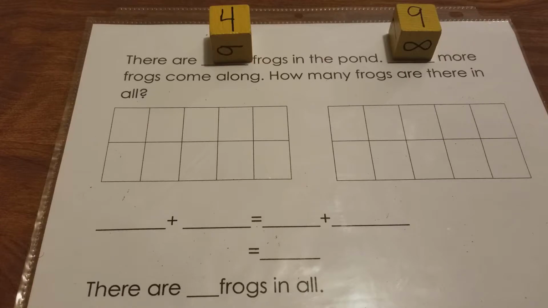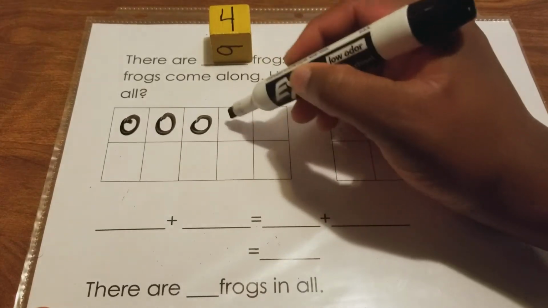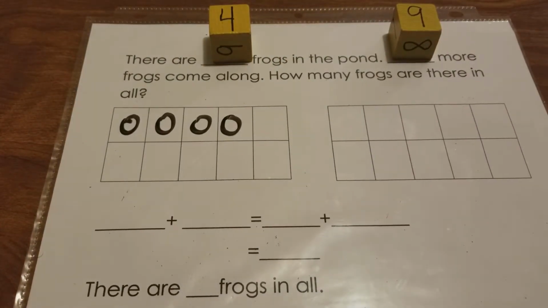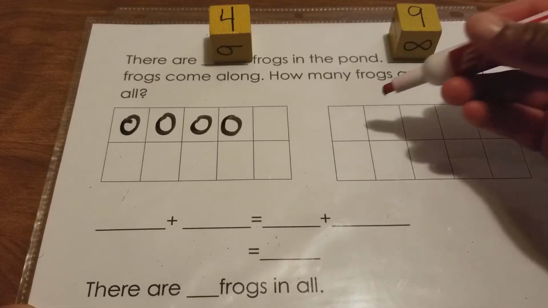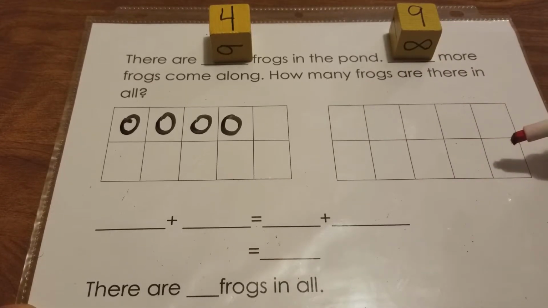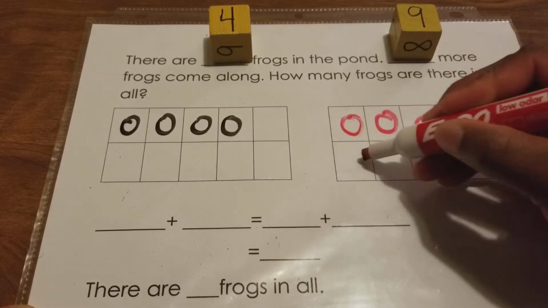So let's see here. We're just going to use the same story, same numbers for this demonstration. So of course there are 4 frogs in the pond. 9 more frogs come along. How many frogs are there in all? So again, I'm going to show a picture for both. So there's my 4, and then I'm going to put my 9. Students should know how to put 9 without counting from 1. They should know that 5 go on the top, 4 go on the bottom.